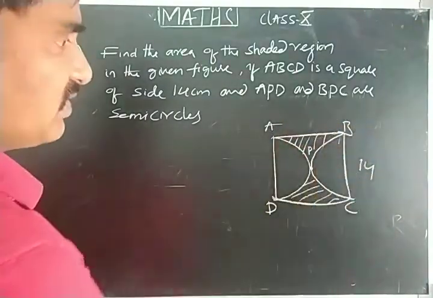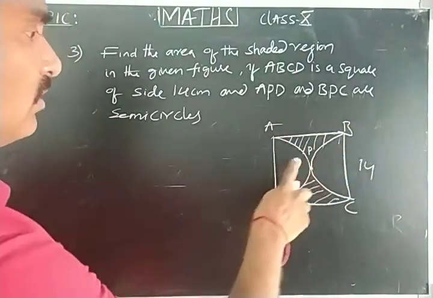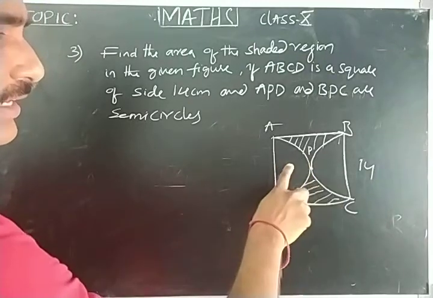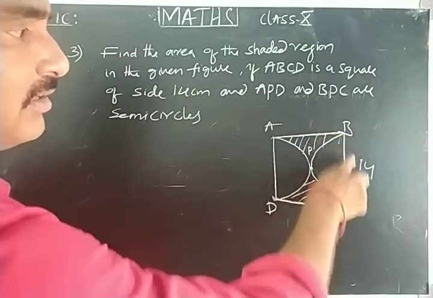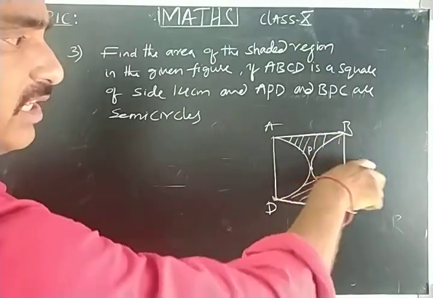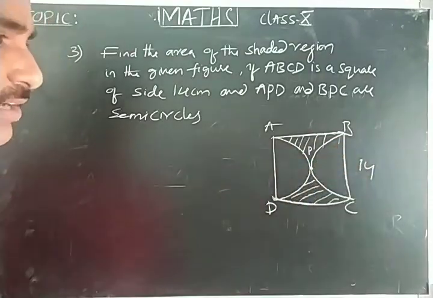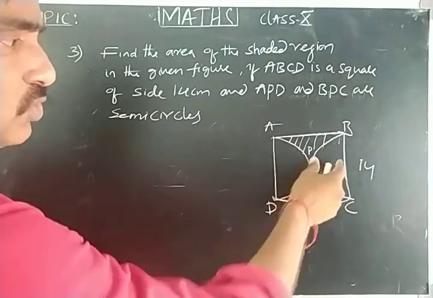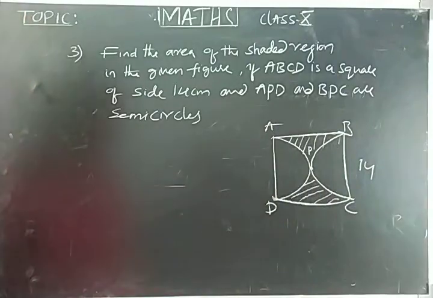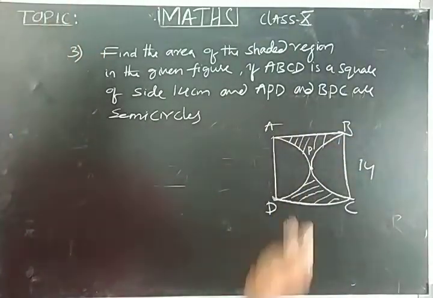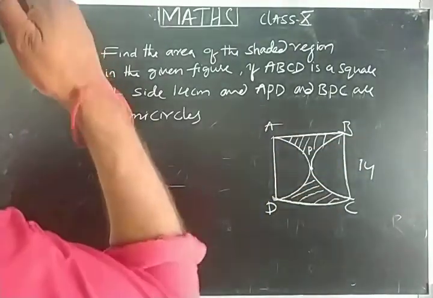After getting the area of the square, we should find the area of the semicircle, and both are semicircles, so both are having the diameter 14 centimeters. By dividing 14 you will get the radius. After getting the radius, find the area of the two semicircles. Subtract the two semicircles' area from the square area. Automatically you will get the shaded region area.